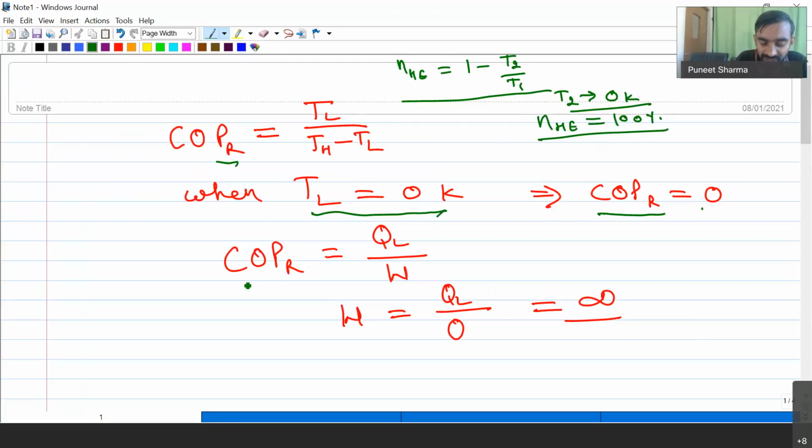Now we know the fundamental definition of COP is nothing but heat rejected divided by work input. So now if we see work input equal to QL by 0, it means work is becoming infinite. It means when my TL is equal to 0 Kelvin, at that time COP of the refrigerator will be 0, whereas the amount of work required to achieve that 0 Kelvin condition will be infinite.